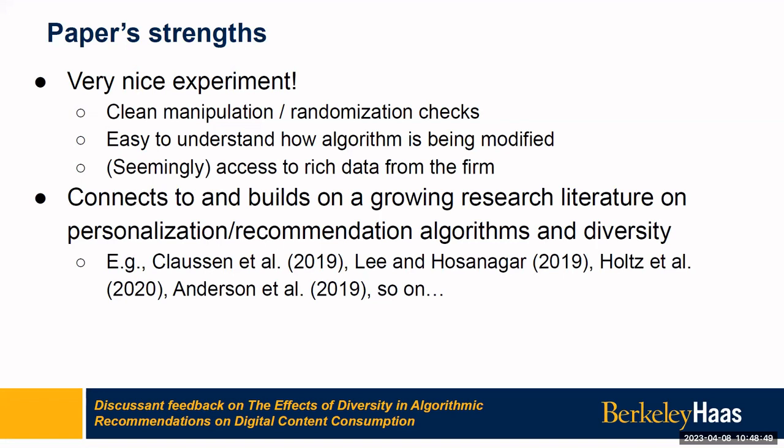I think this paper also connects to and builds on this growing research literature that looks at personalization and diversity. There are a few papers I've listed, including the paper that I had on the job market a couple of years ago. Guangying gave a longer list in her talk. And what's nice about this paper relative to a lot of these other papers is that some of them do look at diversity, but always look at an intervention that did not directly manipulate the diversity of what's being recommended. Whereas this experiment is really tackling the diversity question head on, asking what happens if we actually change the diversity of the content that's recommended.